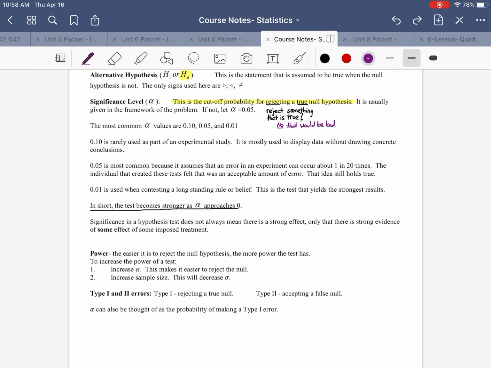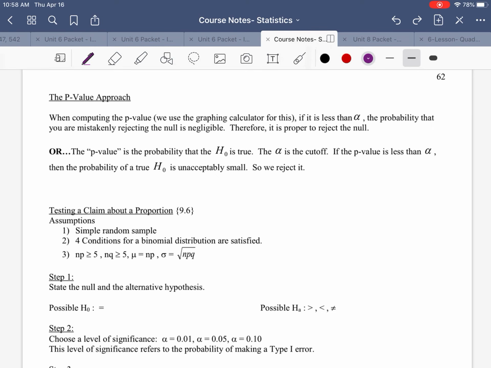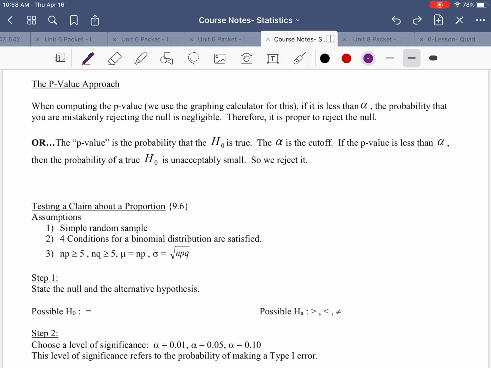The terms throughout the course are still kind of coming back, like probability is being used over and over again. In a little bit, we'll talk about how we incorporate means and standard deviations a little more. We have two different ways to conduct a hypothesis test. We have the p-value approach, computing the p-value, and we'll use the graphing calculator for that, so that's good news.